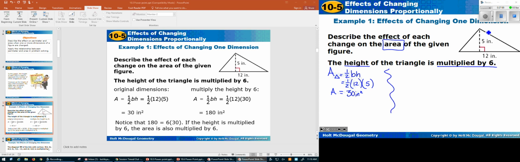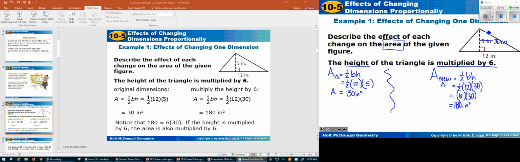Now we're going to change it and have a new triangle, and we're going to multiply only the height by 6. So what does that make our new height? 30 inches. So now we're going to recalculate the area of the new triangle. It's still 1/2 base times height. The base didn't change. It's still 12. And now the height is 30. What's half of 12? 6. And 6 times 30? 180. So we get 180 square inches.